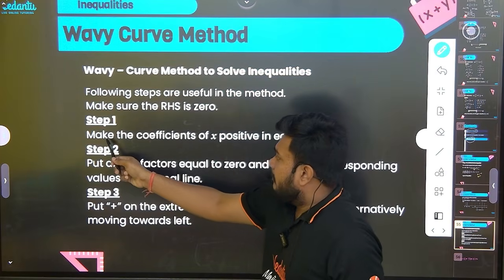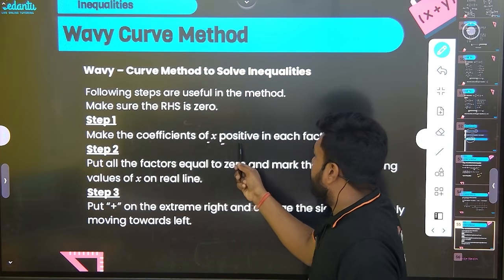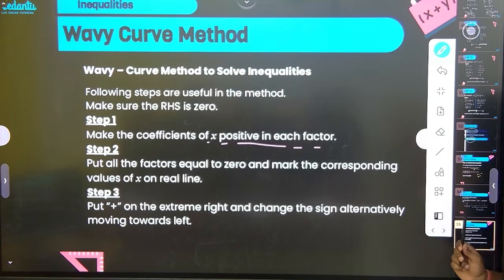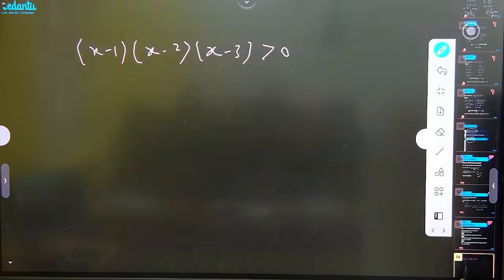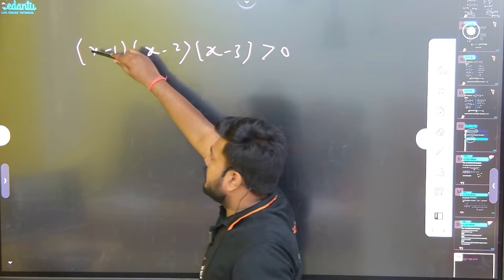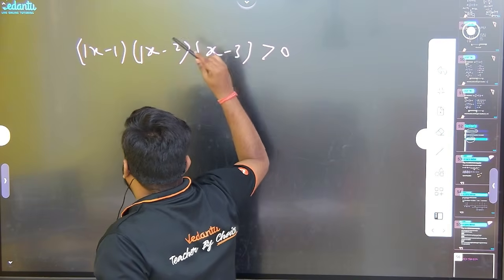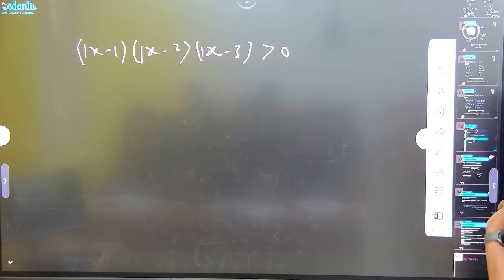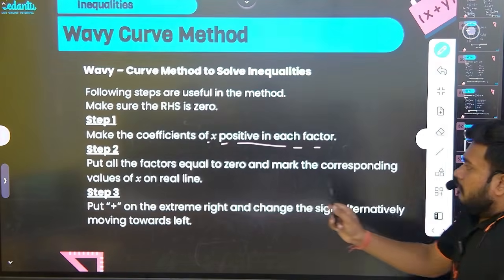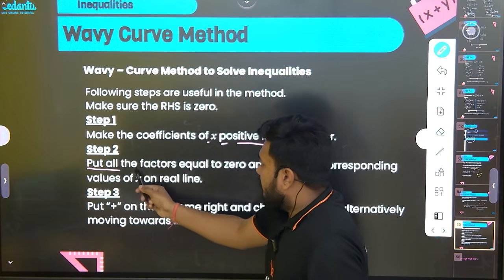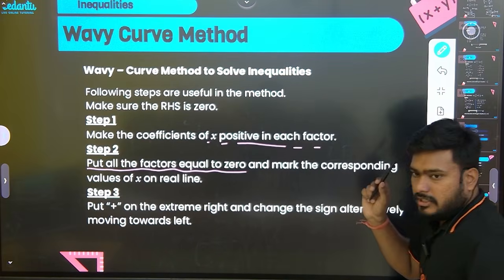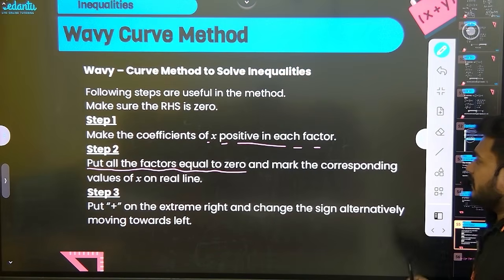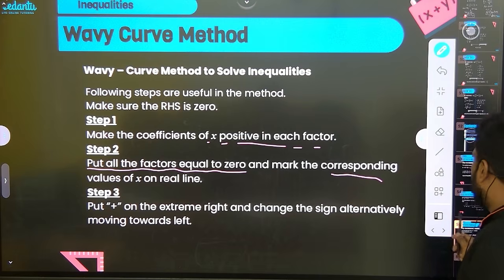Rule number 2. Step number 1. Make the coefficient of x positive in each factor. Here, what is the coefficient of x? 1. Here also 1. Here also 1. It's already positive. No need to worry. Then, step number 2. Put all factors equal to 0. Put each and every factor equal to 0 and get the corresponding value of x.